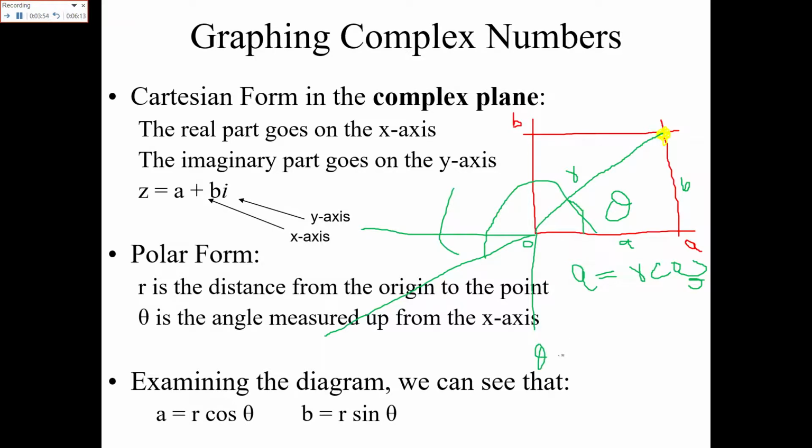From this triangle we can see that theta is equal to tan inverse b over a. Now you will have the values of theta and r. So the polar form would be r cos theta plus i r sin theta. You only have to write in the values to get the polar form.